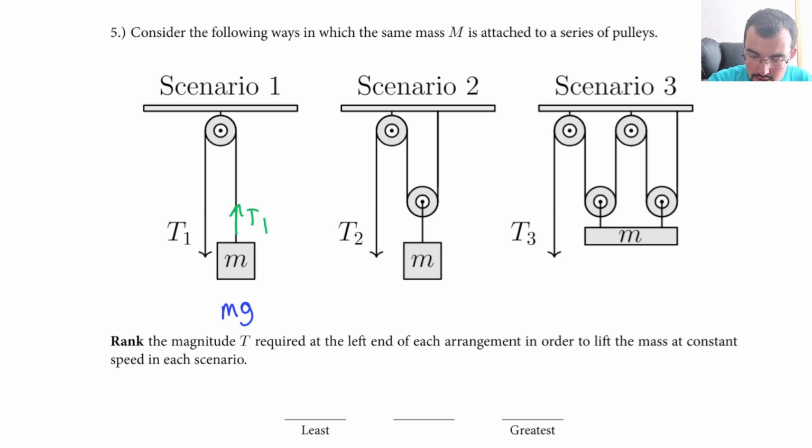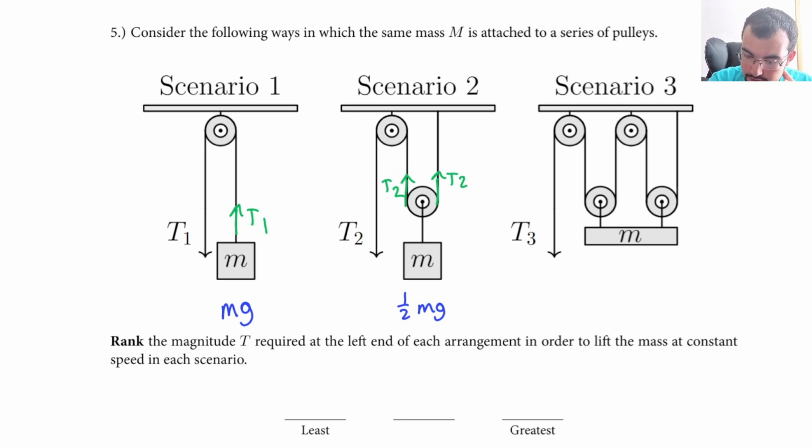T2, we track this. We do see that it is the same string, so the tension will be the same everywhere here. So this will be a T2. And this will also be a T2. So notice here that this pulley is getting pulled upwards with 2 copies of T2 instead of just 1. So we need only half the force here, because there are 2 connection points right here.